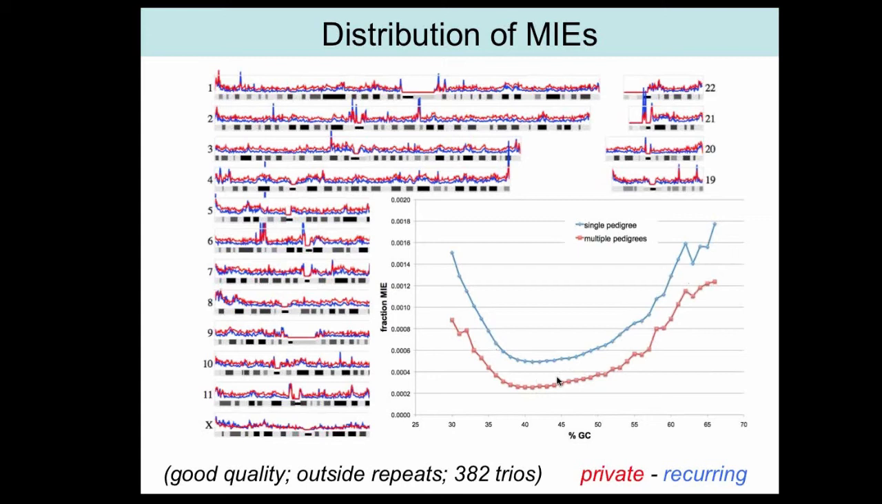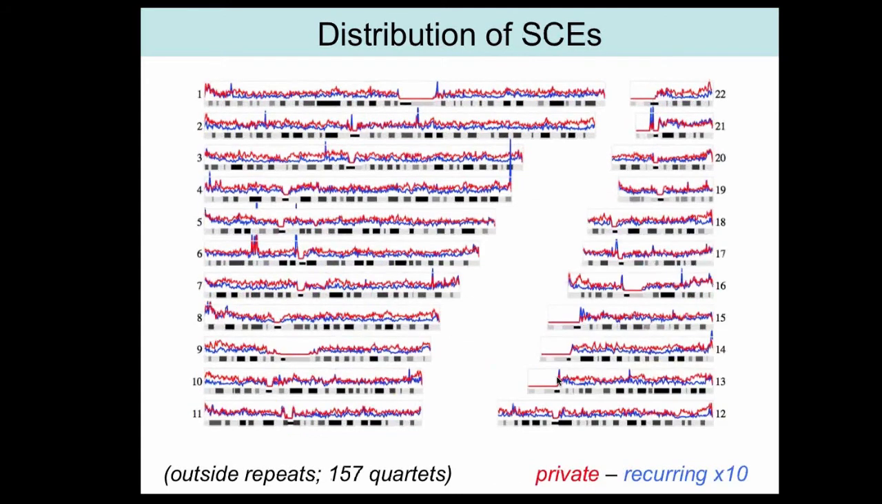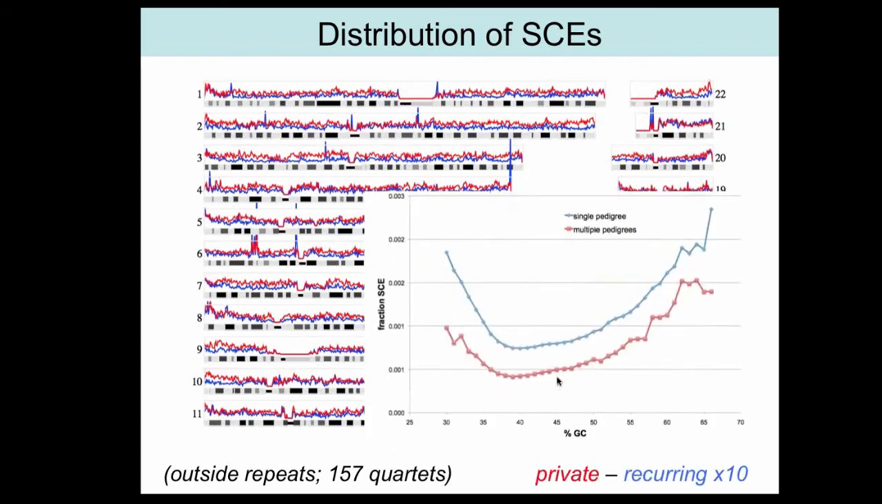We similarly did the same analysis for state consistency errors, and we identify again that there is a skewed distribution. Some areas of a genome have more state consistency errors, and this is not exactly the same distribution as with Mendelian inheritance errors. But nevertheless, we see again that state consistency errors accumulate in low and high GC content regions of a genome.